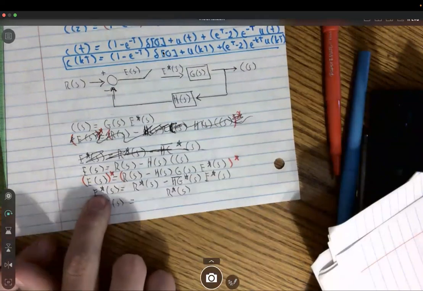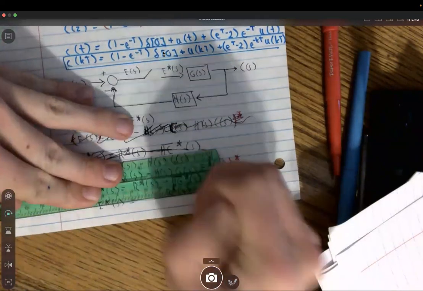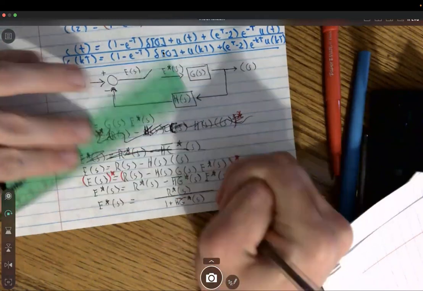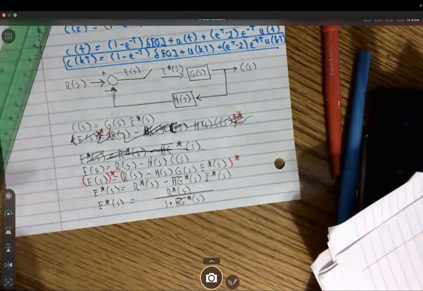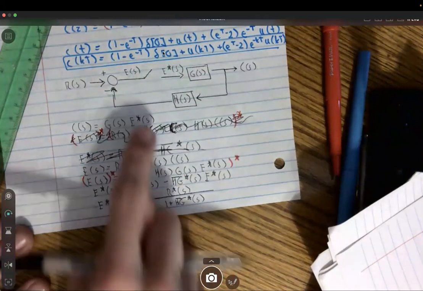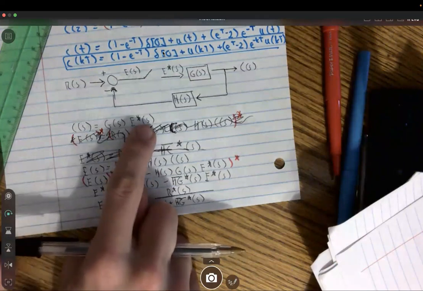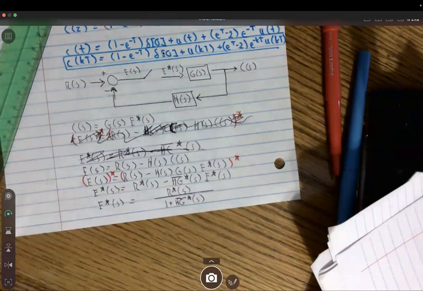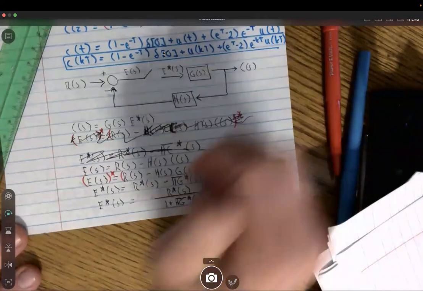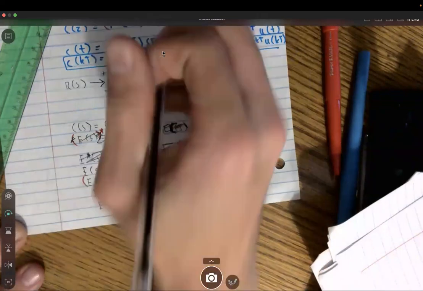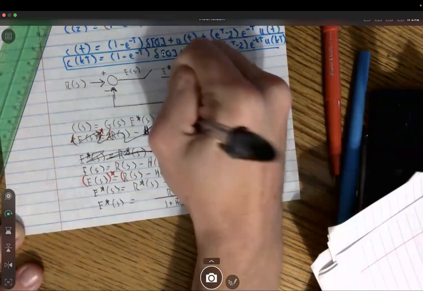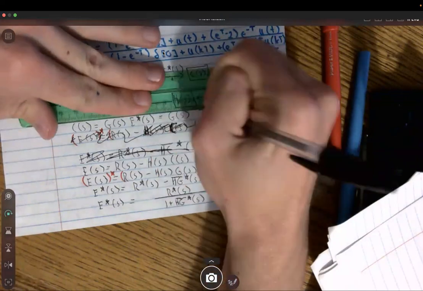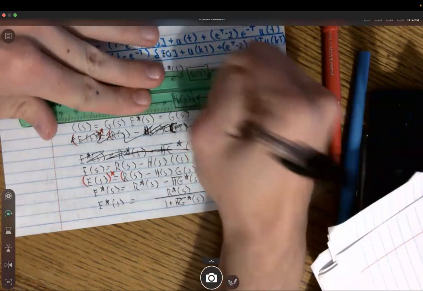If you move this 1 plus HG star of S, you get 1 over 1 plus HG combined star of S. Okay, now that we got that, what we're going to do is plug in our E star of S to get our output, which is just the transfer function times the input signal. If we plug this in, what you're going to get is G of S multiplied by R star of S all over 1 plus HG star of S.